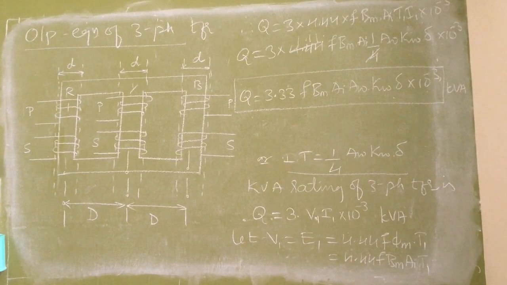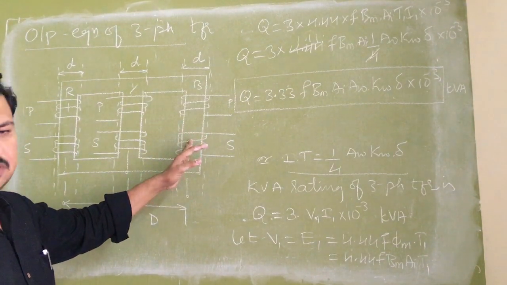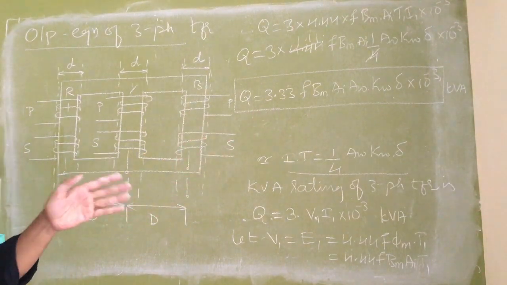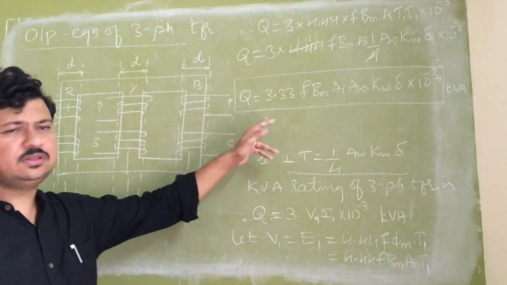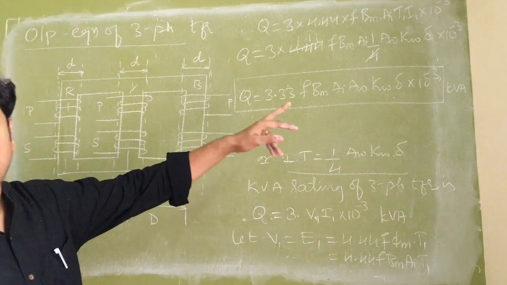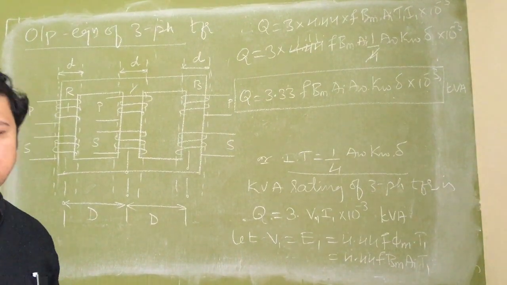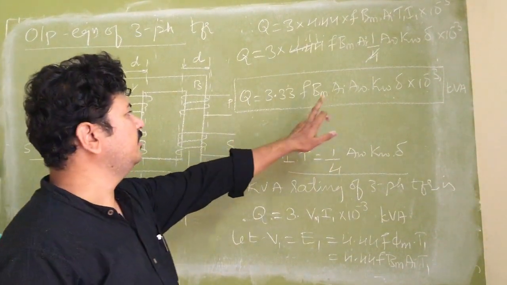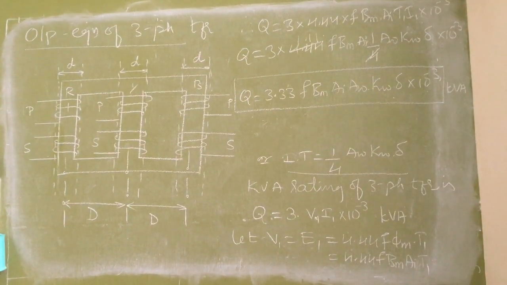So what will happen in 3 phase is simply there is an addition of one window. It is an addition of 1 to 2.22 FBM AI AW KW delta, so 2.22 plus 1.11 is 3.33. So that is the only change. So 2.22 FBM AI AW KW delta 10 to the power minus 3 is for the single phase output equation. 3.33 FBM AI AW KW delta into 10 to the power minus 3 is for the 3 phase output equation.